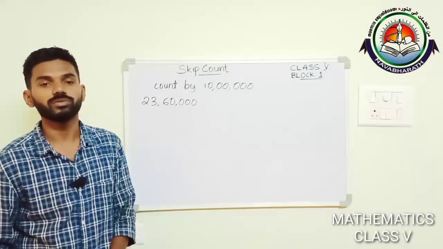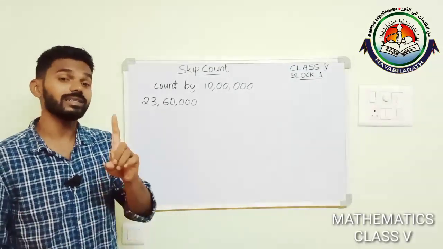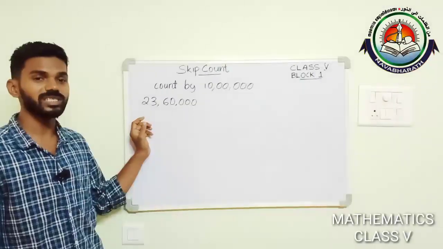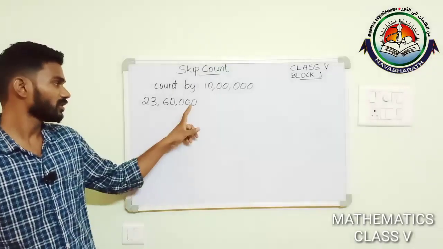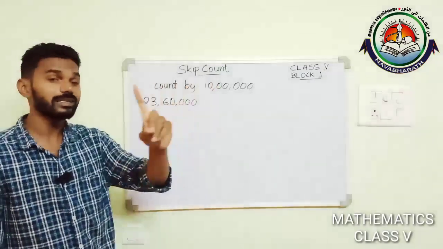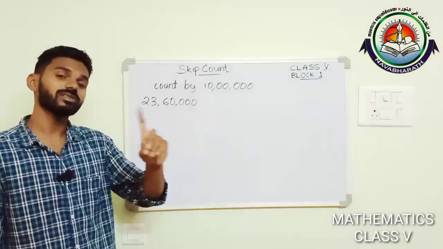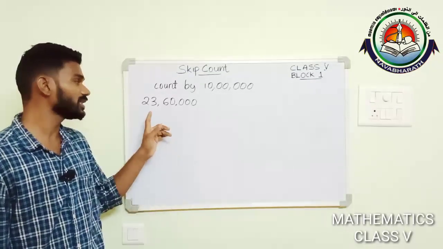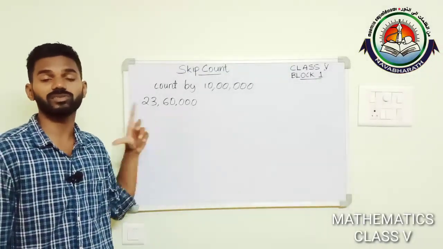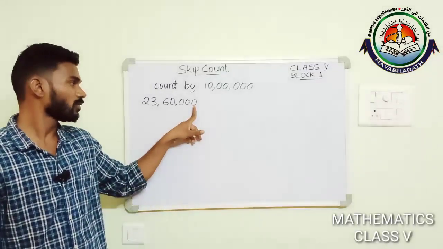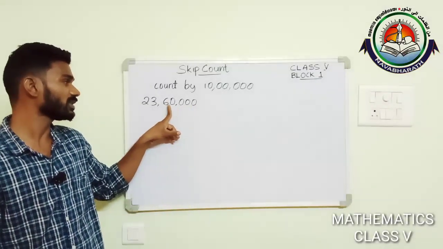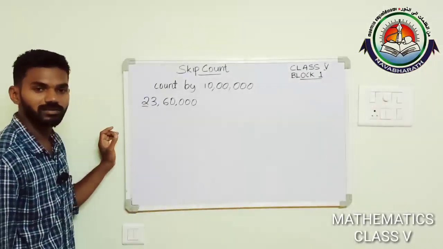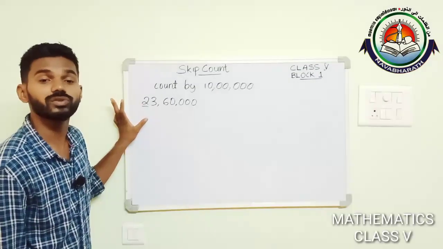What shall we do? We have to consider the digit at the lakhs place. Sorry, this is a count by 10 lakh. 10 lakh means you should consider the digit at the 10 lakhs place. So which is the digit at the 10 lakhs place here? You can start from the right. Ones, tens, hundreds, thousands, 10,000s, lakh, and here comes the 10 lakh. Which is the digit? The digit is 2.